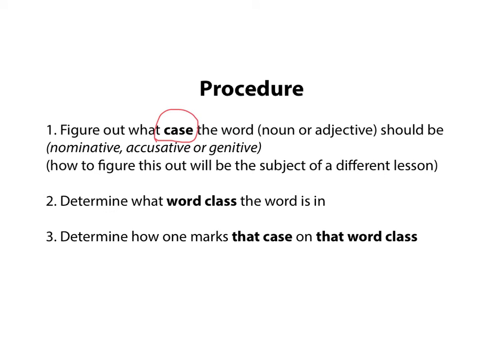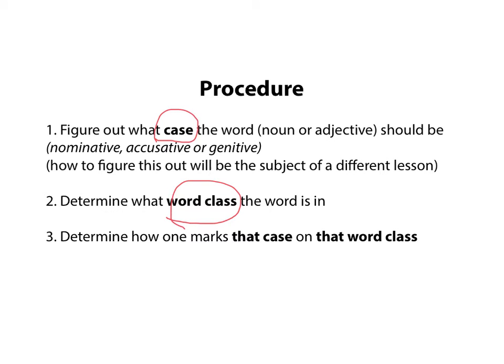Once you know that the word is going to be marked either nominative, accusative, or genitive, then you have to decide or determine what word class the word is in, because the word classes mark nominative, accusative, and genitive differently. Finally, once you know what case you're working with and what word class you're working with, then you determine how you should mark that case on that particular word class.